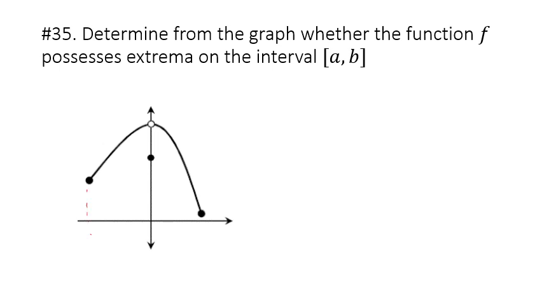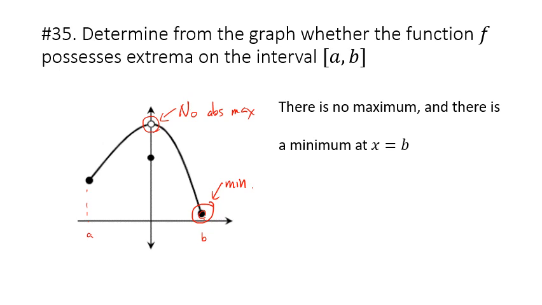Okay, so let's say this is a, this is b. Highest point is maximum, lowest point is minimum. It looks as though the highest point is this, but this is an open point, so this means there is no absolute maximum. And this is the lowest point, which means it is a minimum. It is closed, so it exists, right? So we can say there is no maximum, but there's a minimum at x equal to b.